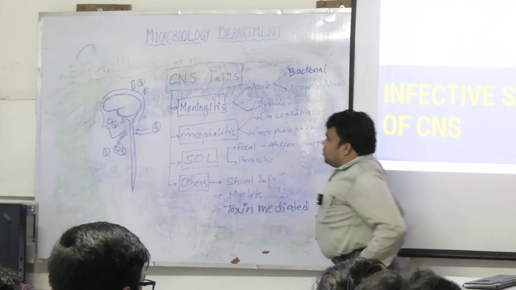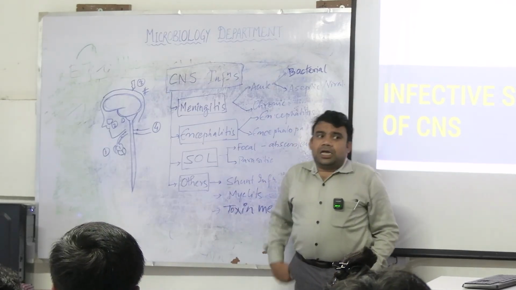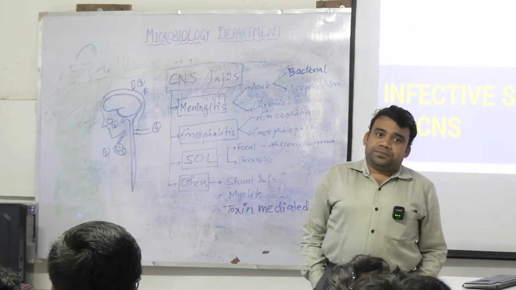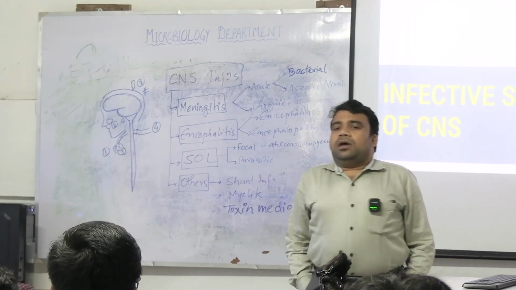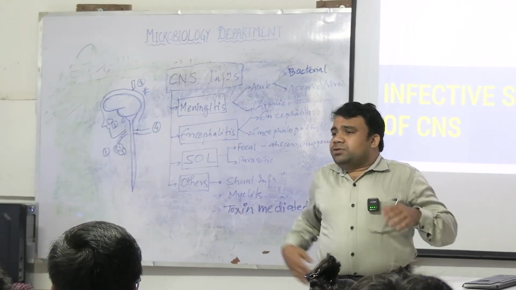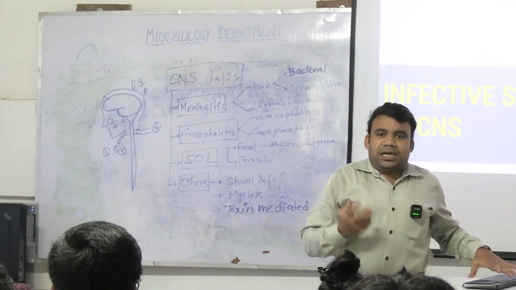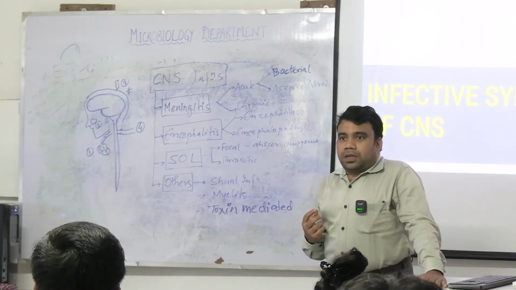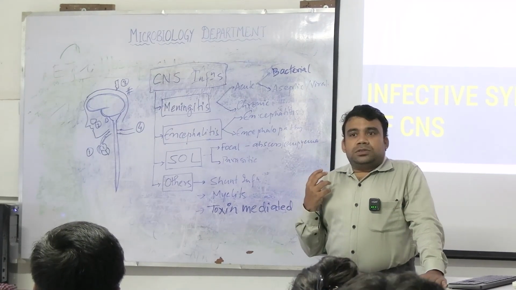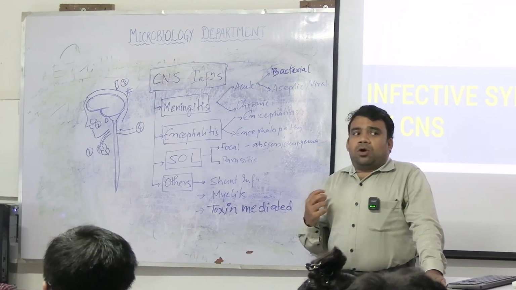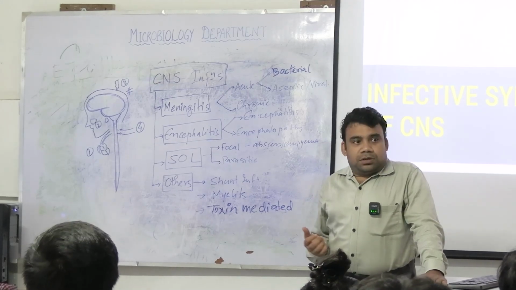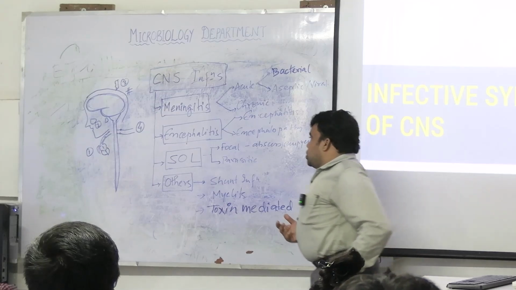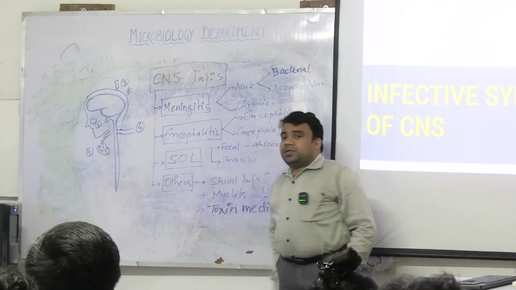Coming back to the next type of lesion, we can call it SOL, or space occupying lesion. Keep in mind that our cranial cavity is a rigid box, so any kind of lesion in it will lead to a pressure effect. Any space occupying lesion will also have a mechanical effect. It may or may not have an infective implication. Those are called space occupying lesions.